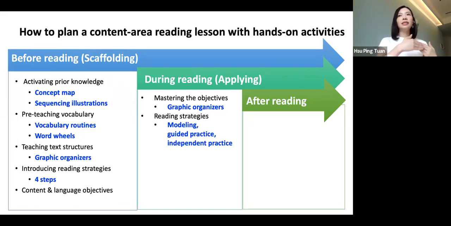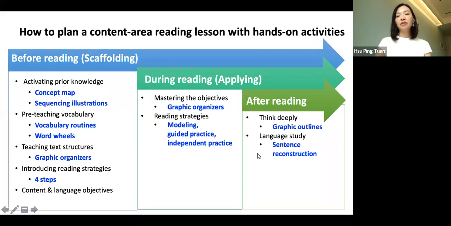So with this flow, it will be much easier for students to achieve the goal you want them to achieve. And here it comes to the after reading. During this time, we want to use the text they already read as a basis to further advance their language development. So how? Because we want them to think more deeply, right?